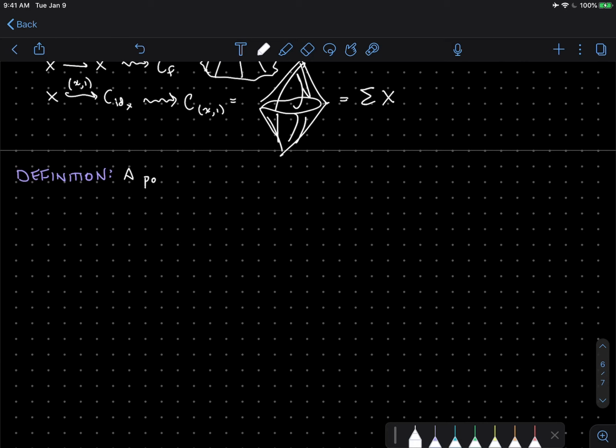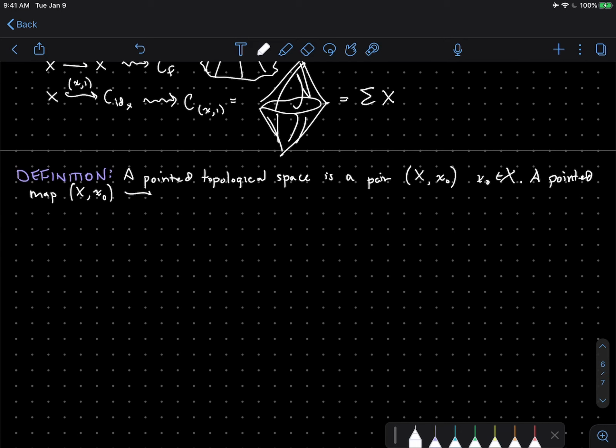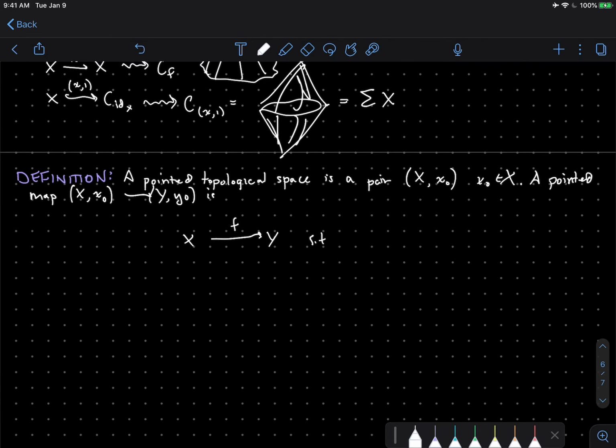So we'll give another definition. A pointed topological space is a pair (X, x0), where x0 is in X. A pointed map between pointed spaces (X, x0) and (Y, y0) is a map of topological spaces f from X to Y such that f of x0 equals y0.